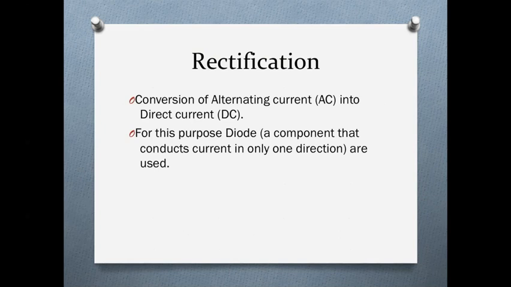A diode only works in forward bias state, and in forward bias state it only allows the flow of the positive cycle of current. So we use a diode in rectification because we need to convert AC into DC. The current from both directions we need to change to a single direction, so that is why we use rectification.